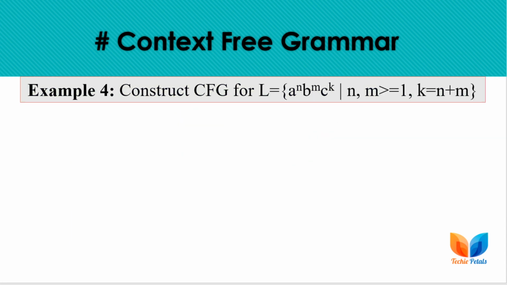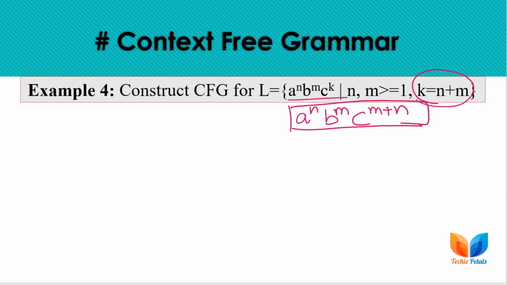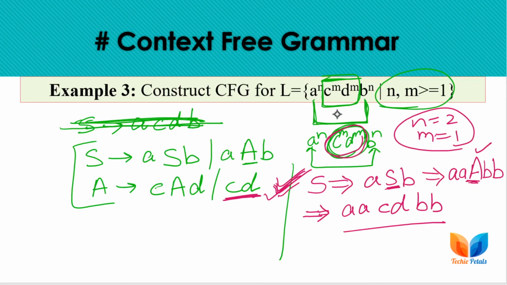Next example, we have to construct the context free grammar for this given language, where A occurs n times, B occurs m times, and C occurs k times, and k is equal to n plus m. So if we rewrite this language in another manner, we can find that this language is very similar to the previous example, as we had an outer section of AB and an inner section of CD.